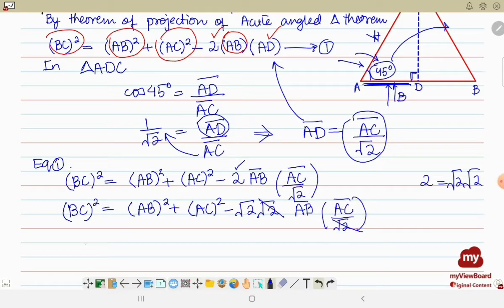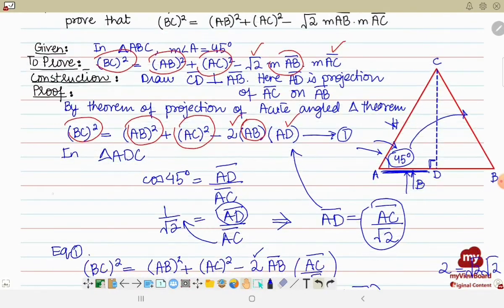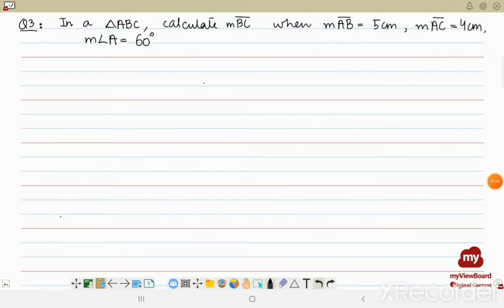So this will get cancelled, so we are left with BC square is equal to AB square plus AC square minus square root 2 measure AB into measure AC. Right? This was the thing that we needed to prove. So we have proved it. Hope you understand the sum. Let's move towards question number 3.